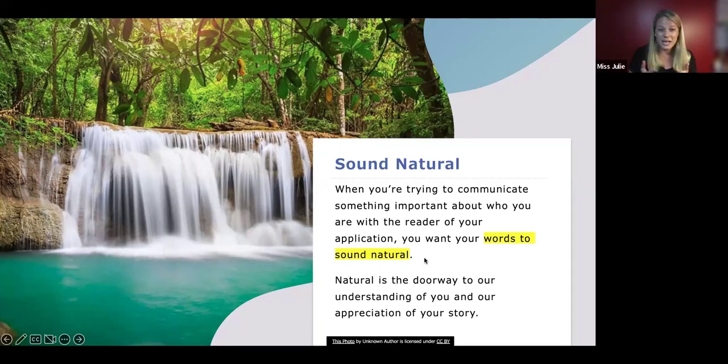So as an editor, if I read through the essay and there are some really big words, it makes it difficult to read, right? Yes, it's okay to have some interesting words, but if your whole essay has very difficult language, that makes it difficult to read, right? And you don't want an admissions officer to say, oh, what does this word mean when they're reading your essay, right? So natural is going to be your best bet, and it's your doorway to our understanding of who you are as well.